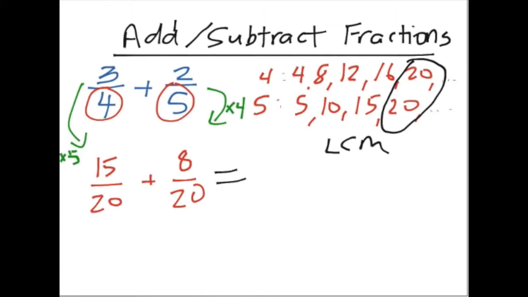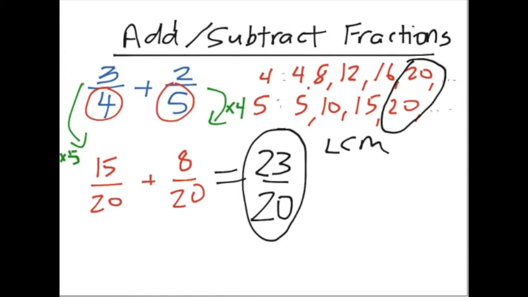Now adding fractions, once you have a common denominator, you did all that work, you keep it, so keep the 20ths, and simply add the tops of the first two or more fractions. So 15 over 20 plus 8 over 20 gives us 23 over 20, 23/20.